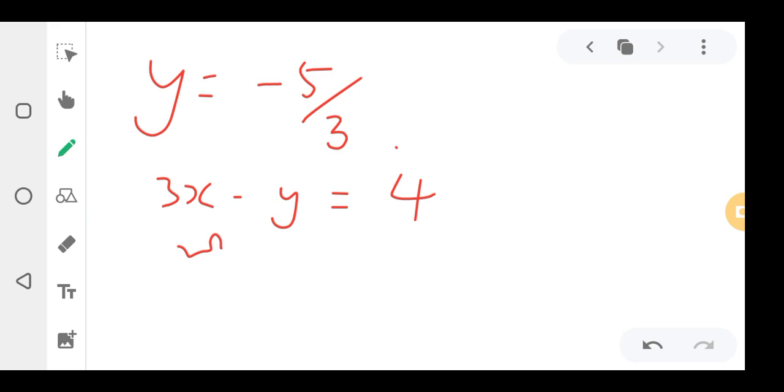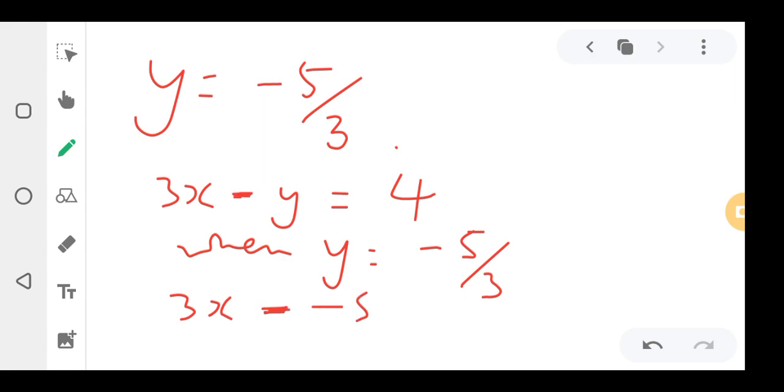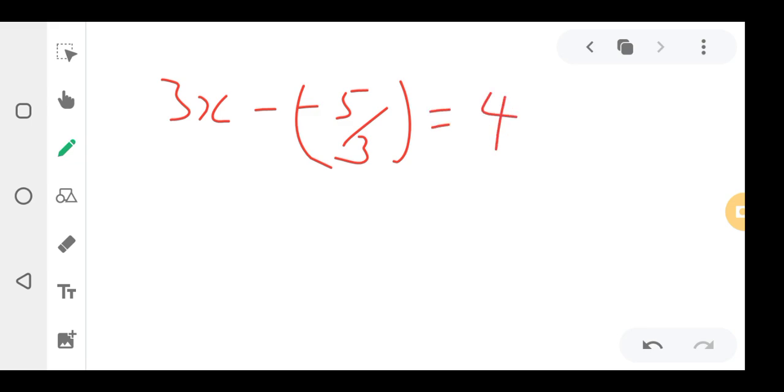So I say when y is equal to negative 5 over 3, where there is y, I'll put negative 5 over 3. So this is negative here. I bring negative on y. It's negative 5 over 3. There are two negatives now, is equal to 4. Okay. So 3x minus, in brackets, negative 5 over 3, is equal to 4. Two negatives in the brackets, they make a positive because they have been multiplied. Okay, is equal to 4.